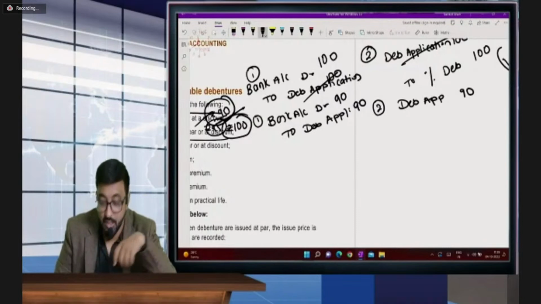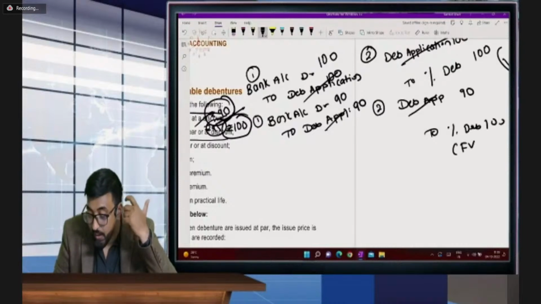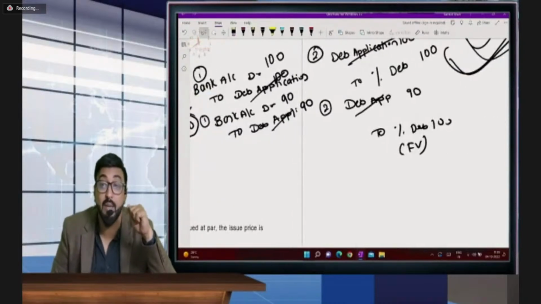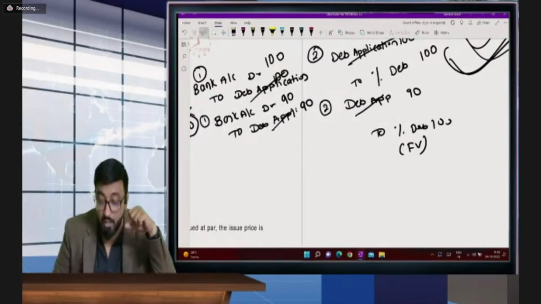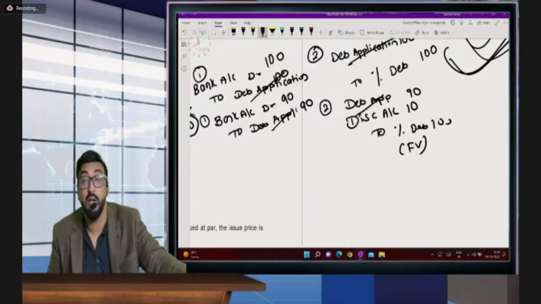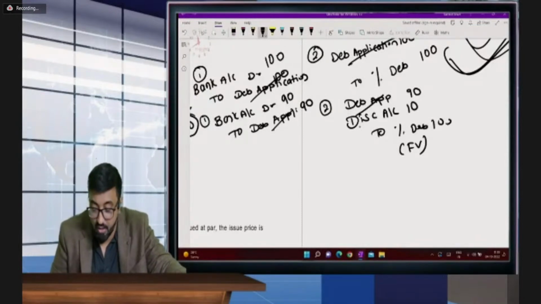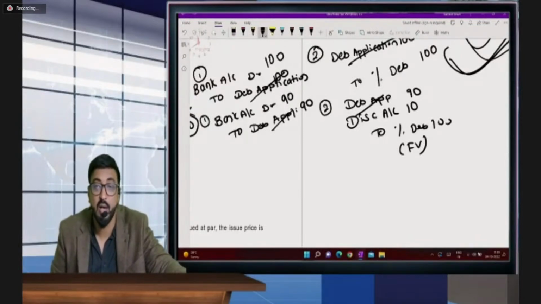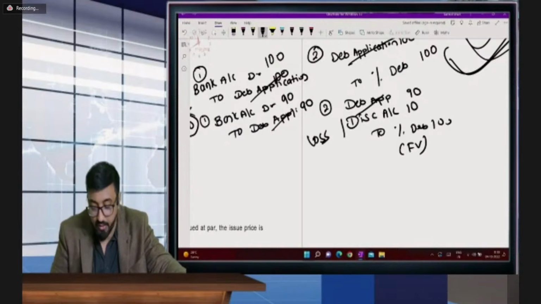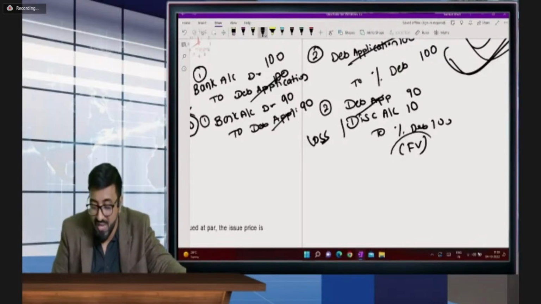Yes, debentures application, I'm going to cancel it by 90. But percentage debentures are always recorded at face value. Remember, capital and debentures are always recorded at face value, and the extra amount is discount account debit. Remember, the extra amount that I'm going to pay back is my loss, and that loss is debited to the discount account. You can record discount or you can record loss on issue. So the discount is 10 rupees or the loss is 10 rupees, both having a debit balance. Percentage debentures always at face value.